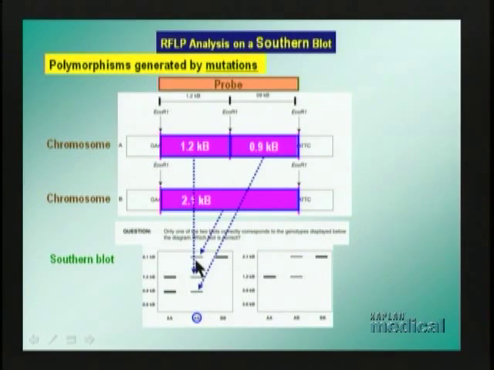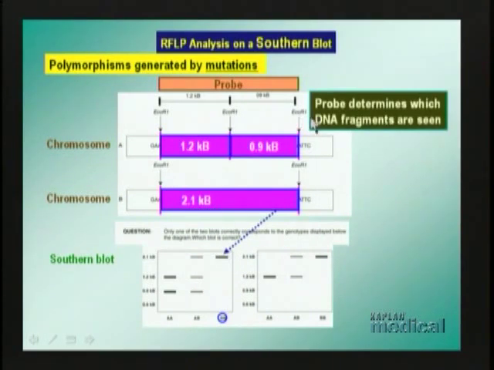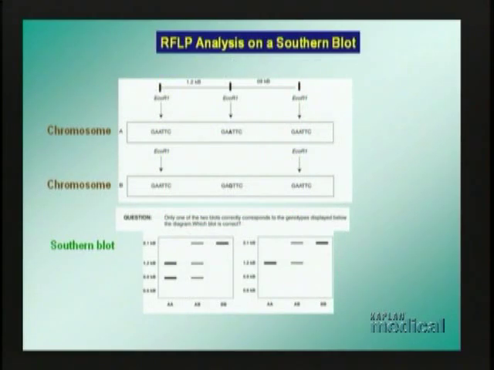Now lastly, what would happen if someone has a BB genotype? In that case, this person would have two chromosomes, each one generating the 2.1 kb fragment. And there it is right there, two overlapping bands at 2.1 kb in size. So again, I want to emphasize, notice how the probe determines which DNA fragments are seen. Now, what I would like to do again is carry it one step further and ask yet another question.